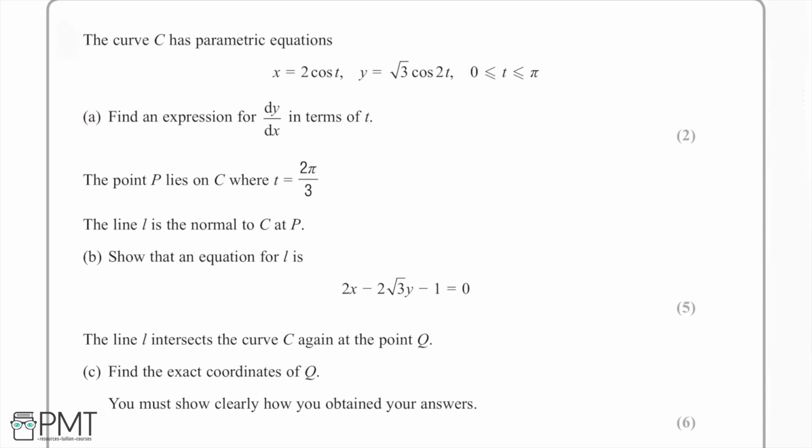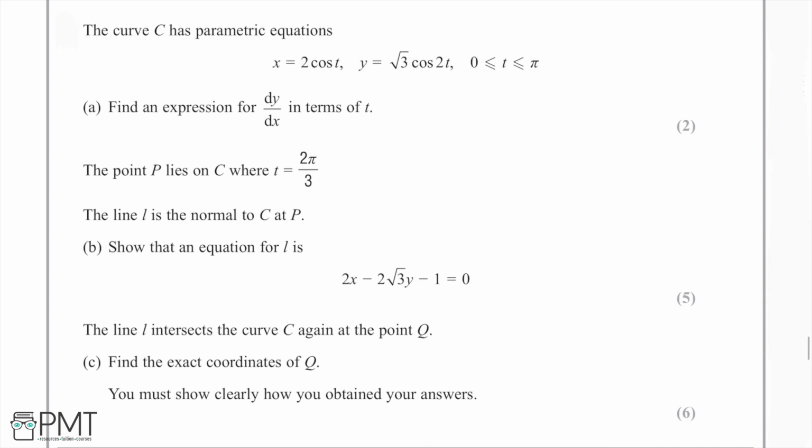So in part A of this question, we're asked to find an expression for dy by dx in terms of t. So what we're going to have to do here is to differentiate with respect to t our x equation and differentiate with respect to t our y equation, and then we can see what we can do with these two equations to give us dy by dx.